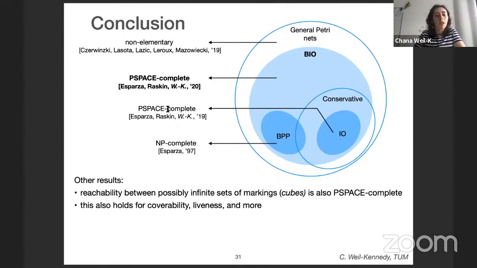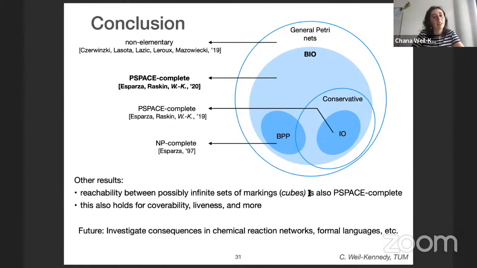And also that this p-space completeness holds not only for reachability, but also for coverability, liveness, and more. And in the future, and this is where you guys can maybe help, we would like to try and investigate the consequences of this reachability result, in link, for example, to things that bionets can model, like chemical reaction networks or other things like that, but also in relation to other fields of computer science, like process calculi and formal languages. And that's all.